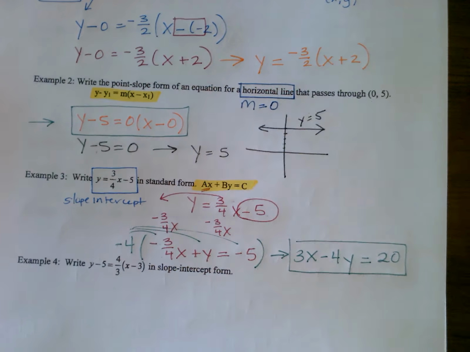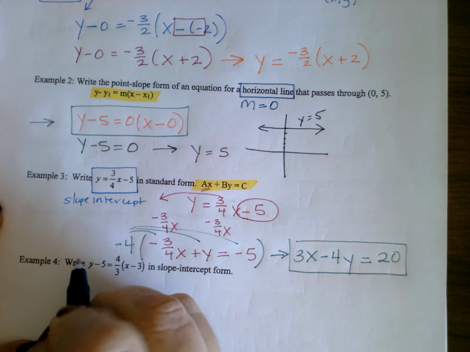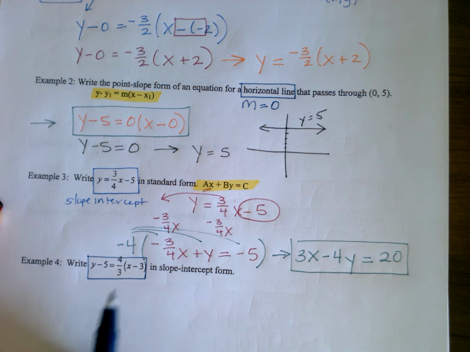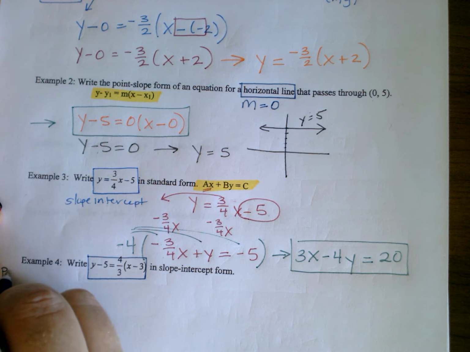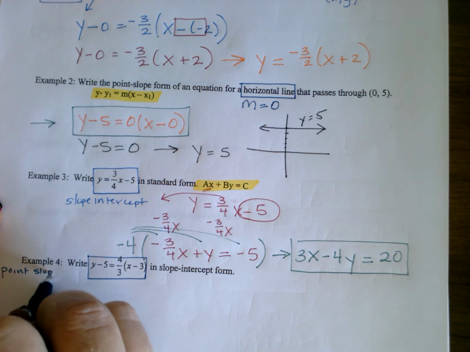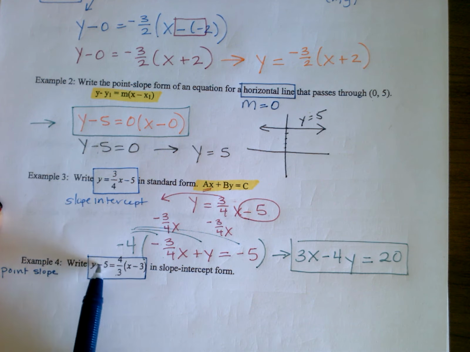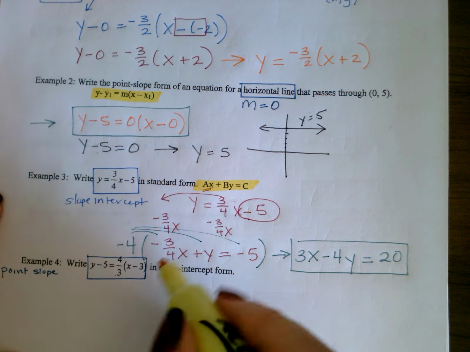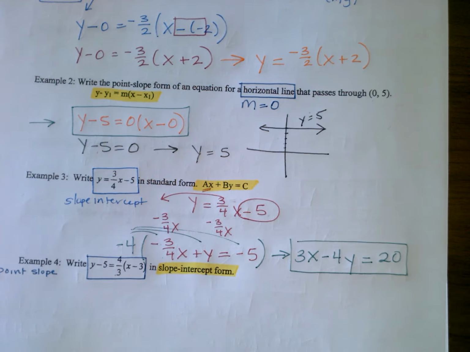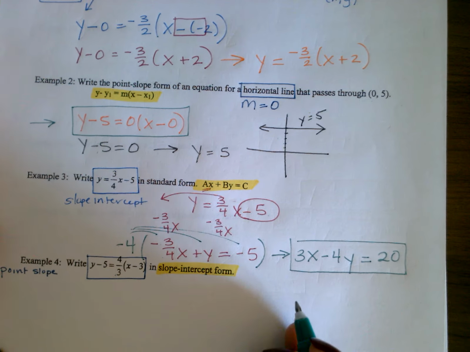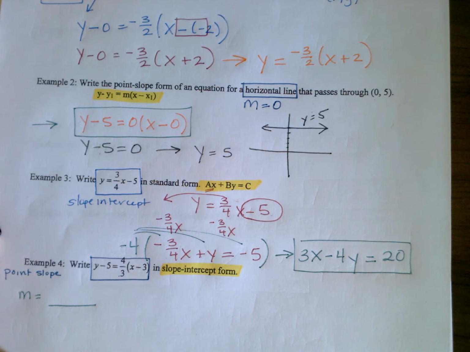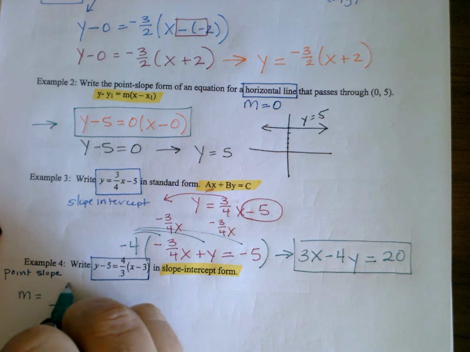Okay, now write that equation into slope-intercept form. Think to yourself, what form did I give you here? Where are we starting? We're starting in point-slope form. There's the slope, there's the given point. I am asking you to go to slope-intercept form. Okay, let's take a minute and think about things. When I look at this equation, what is the slope of the line? Can you identify it?